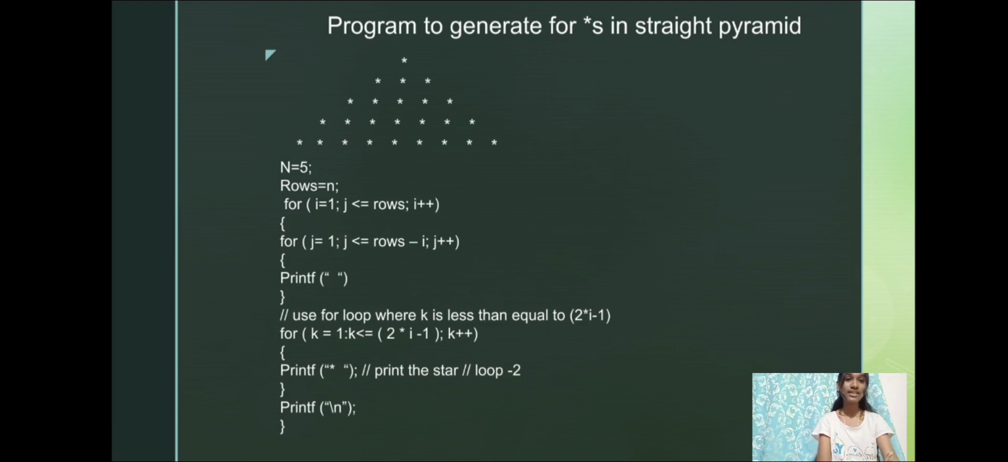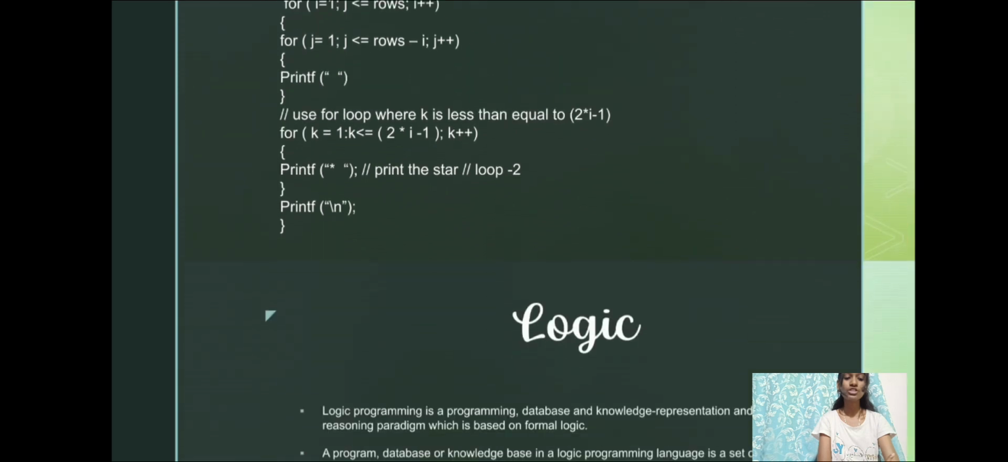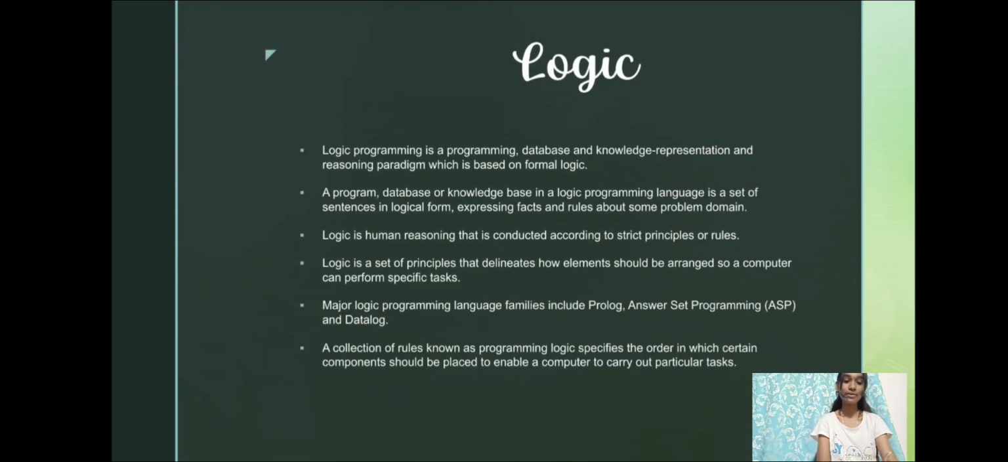After that, if we write printf, bracket open, inverted comma, slash n, inverted comma, close the bracket. So this is the program to generate a straight pyramid.